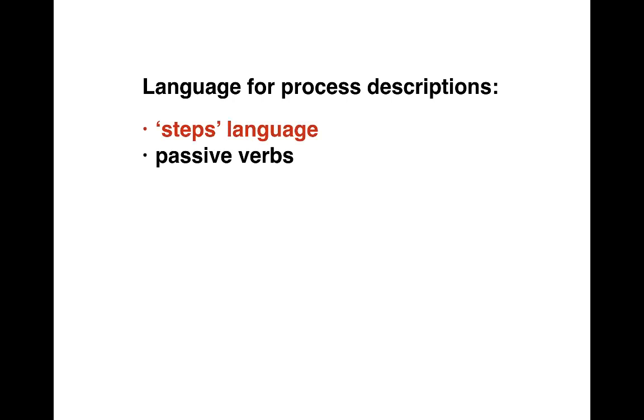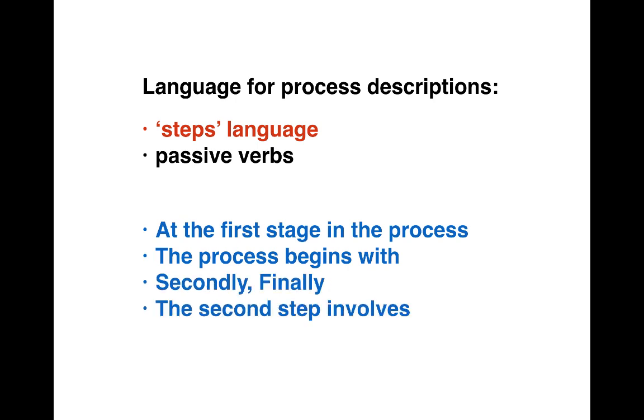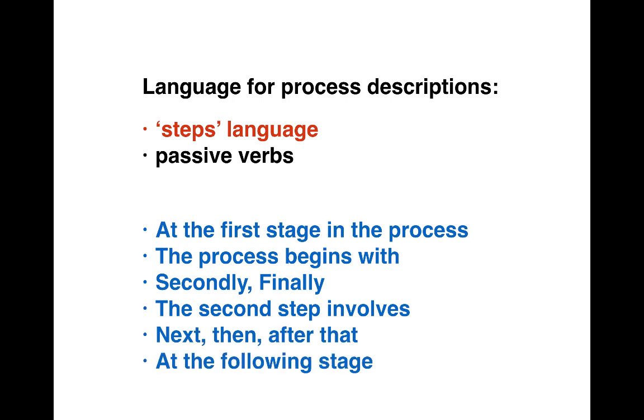This is quite easy. When you're describing a process, you've got step 1, step 2, step 3. You need to organize your description. So you'll use words like at the first stage, the process begins with, secondly, finally, the second step involves, next, then, after that, at the following stage. All of this type of phrase I would call steps language.